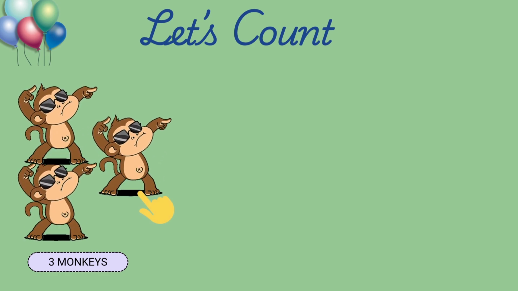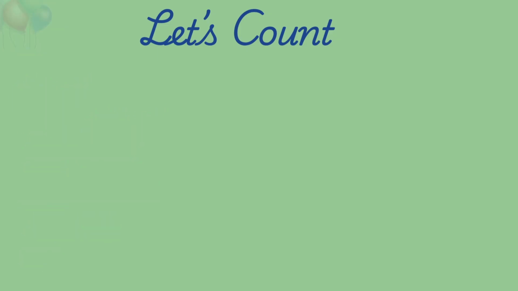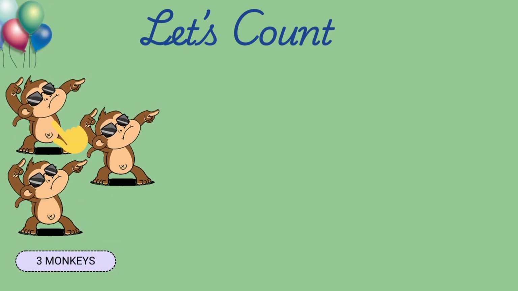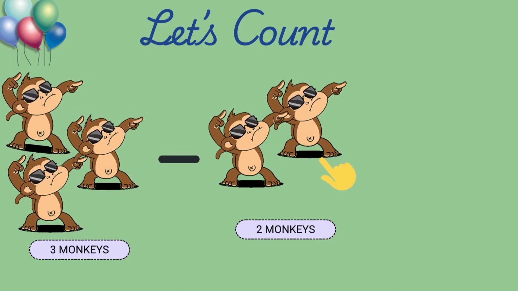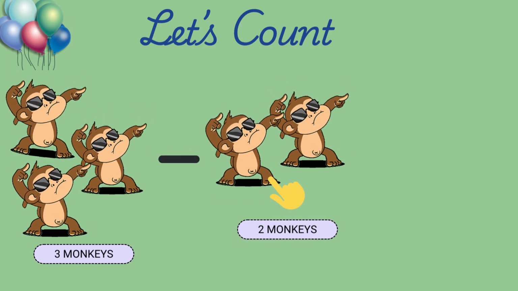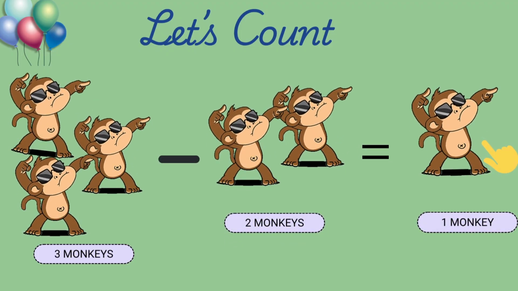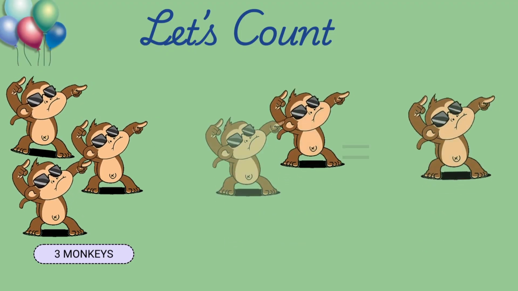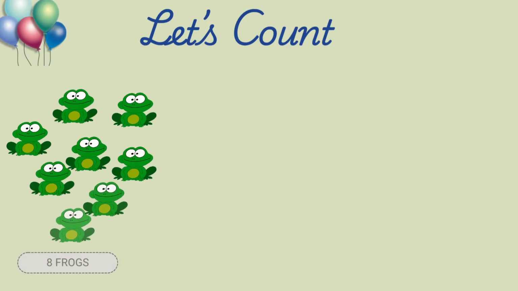Let's count. 1, 2, 3. So here are 3 monkeys. And if we subtract 1, 2 monkeys, then the difference will be 1 monkey. 3 monkeys minus 2 monkeys is equal to 1 monkey.